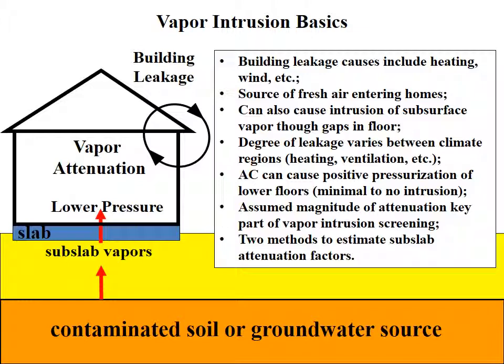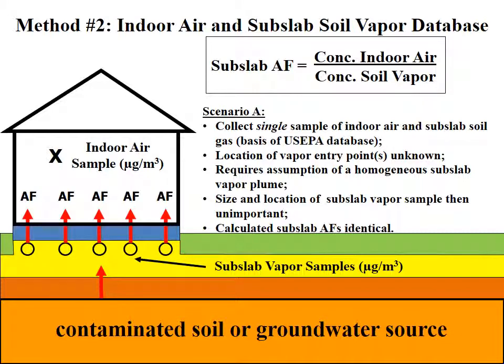Now, the assumed magnitude of attenuation of vapors as they intrude into a building is a key part of any vapor intrusion screening investigation. That's what we looked at in the first webinar. There are two methods used to estimate subslab attenuation. We'll start with the second method. This is the method that's being used quite a bit these days.